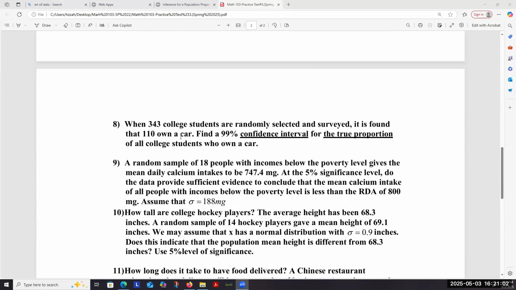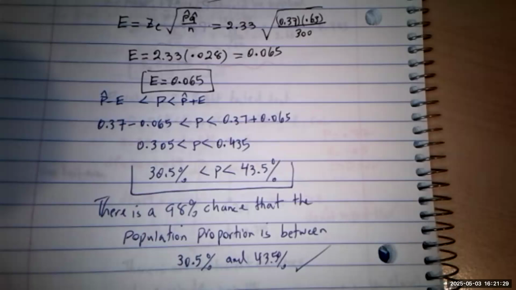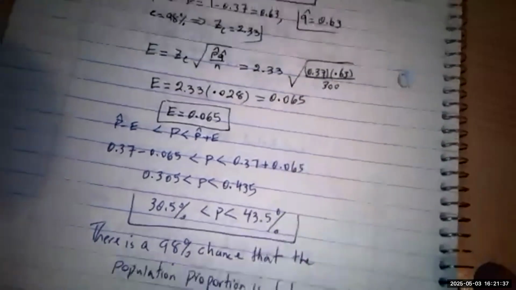We talk about the students in the college that own their own car. We pick a sample of 343, and we find out that 110 own a car. So 343 would be the sample size, and the number of successes would be 110. We want to find the confidence interval with the level of 99% for everybody that has a car. Okay, so the solution is this one, very similar.